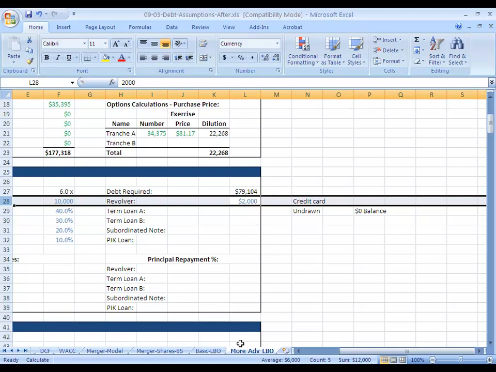But in almost all cases in an LBO, this starts off undrawn, and you only draw on it, you only actually take out debt, you only put debt on your corporate credit card, so to speak, with a revolver if you actually need it.